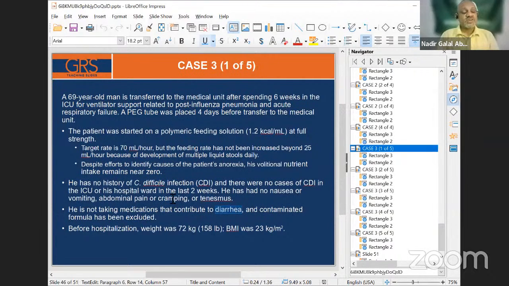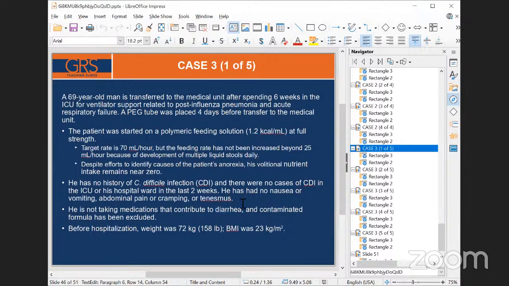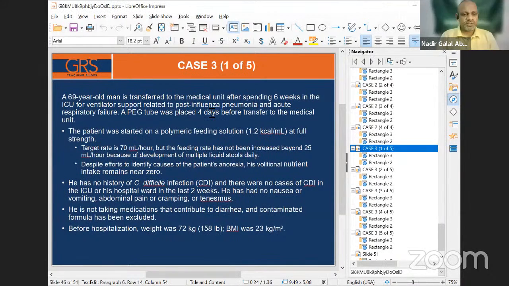All right, sorry. So I'm going to take from here. So basically, the patient was admitted to ICU with pneumonia for 6 weeks, and he came out to the floor with a PEG tube and was started on tube feeding. He has no history of C. diff, but he had diarrhea. No medication that can cause diarrhea. Before he was hospitalized, his weight was 72 kilograms and BMI 23.